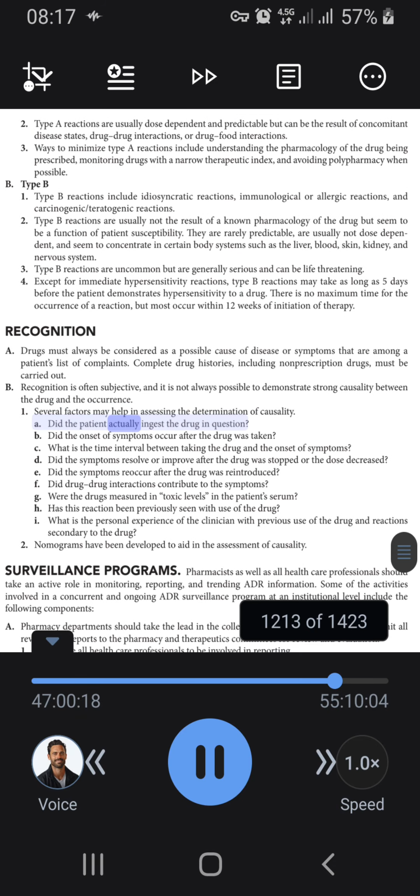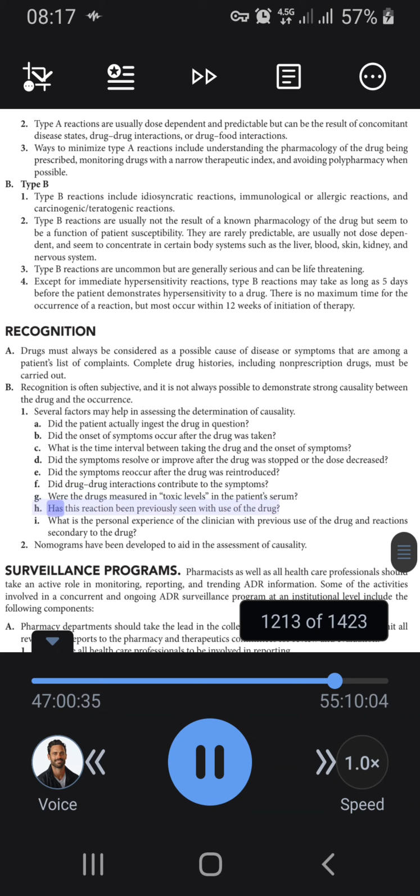A. Did the patient actually ingest the drug in question? B. Did the onset of symptoms occur after the drug was taken? C. What is the time interval between taking the drug and the onset of symptoms? D. Did the symptoms resolve or improve after the drug was stopped or the dose decreased? E. Did the symptoms reoccur after the drug was reintroduced? F. Did drug-drug interactions contribute to the symptoms? G. Were the drugs measured in toxic levels in the patient's serum?